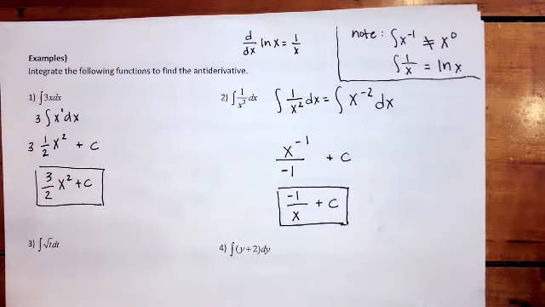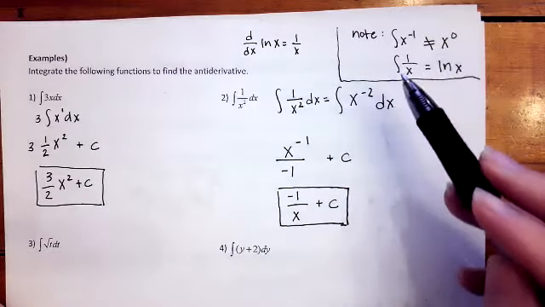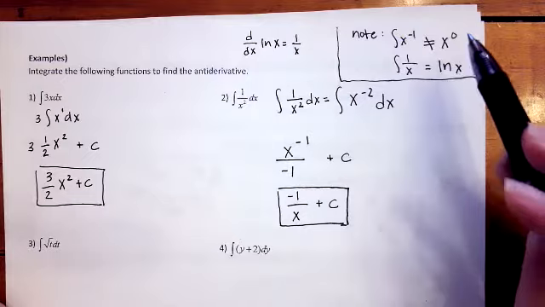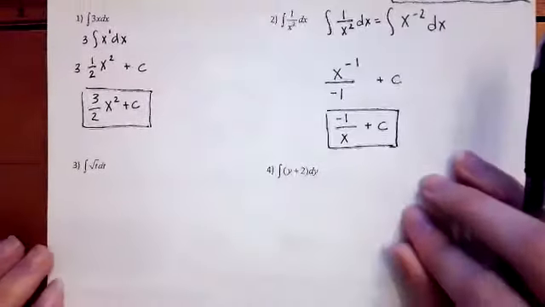It will come up a lot in the spring when we do different integrations and things that kind of trick out to this solution. So if you see 1 over x or x to the -1, do not put x to the 0. We need to have it as ln x.